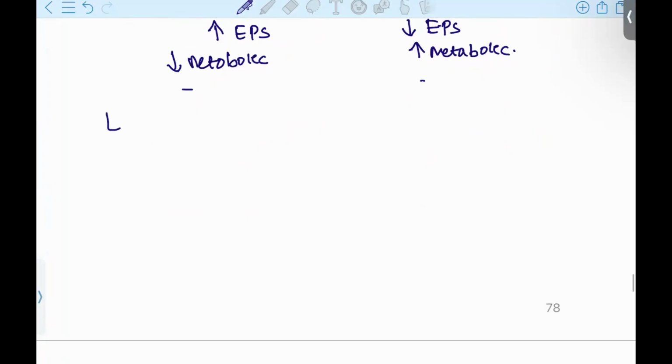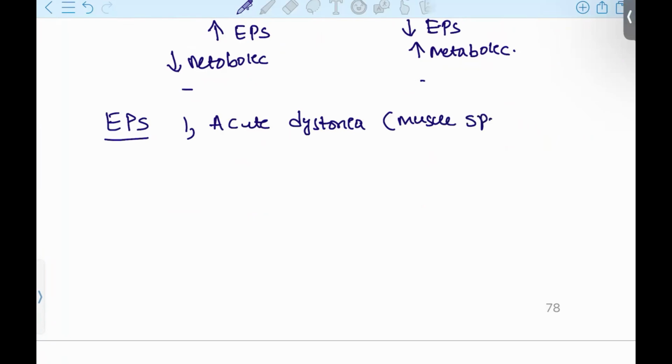Let's see the symptoms. Extrapyramidal symptoms, what does this mean? The first one, most common, will be acute dystonia. What is this acute dystonia? Muscle spasms are seen. Usually when you start these drugs, in hours to days, this side effect will be seen in the patients. What is the drug that you can give? You can give benzodiazepines to control this symptom. Okay, this is the drug of choice.